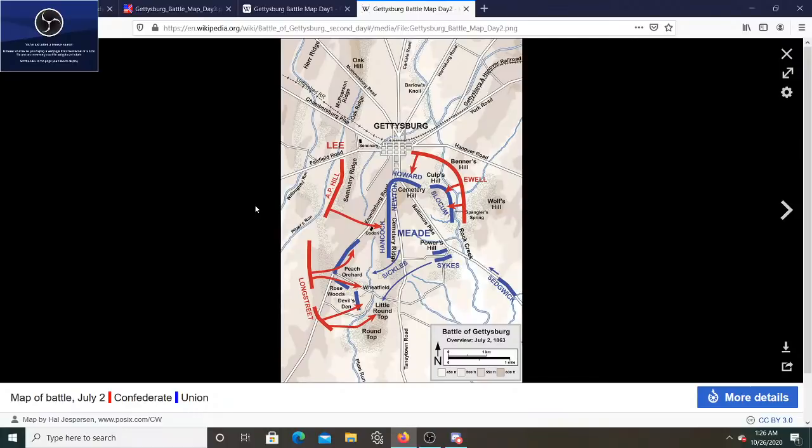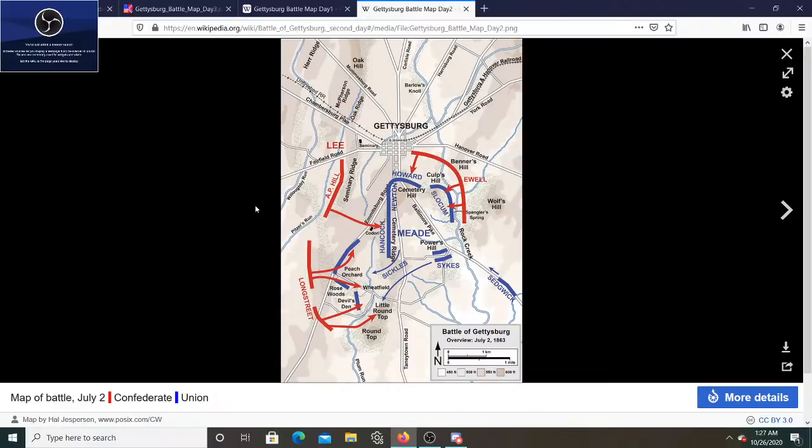Yeah, Culp's Hill was a tall, heavily wooded hill. I've been on Culp's Hill. It's interesting to check out because the woods are tangled and there are just random monuments around the place. So you'll go down a trail or a path and there'll just be a random monument surrounded by trees and foliage. Culp's Hill is heavily wooded.